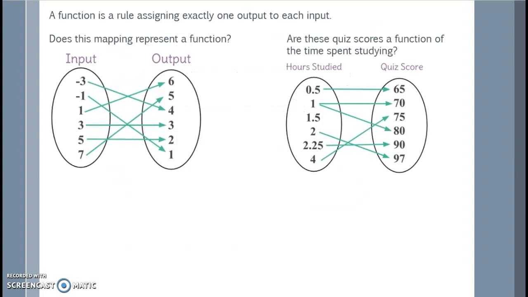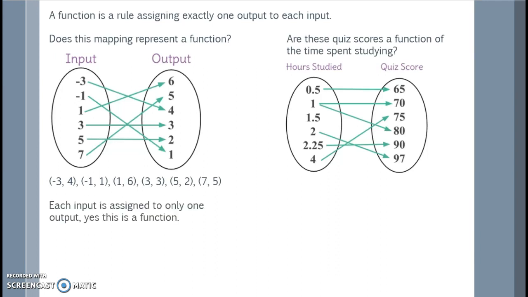A function is a rule assigning exactly one output to each input. Does this mapping represent a function? I see that I have a bunch of different inputs that are associated with many different outputs. When I put them in order according to their points, -3, its output is 4, -1 is assigned to 1, 1 is assigned to 6, 3 assigned to 3, 5 assigned to 2, and 7 assigned to 5. I see that each x value, or each input, has exactly one output. Therefore, this is a function.